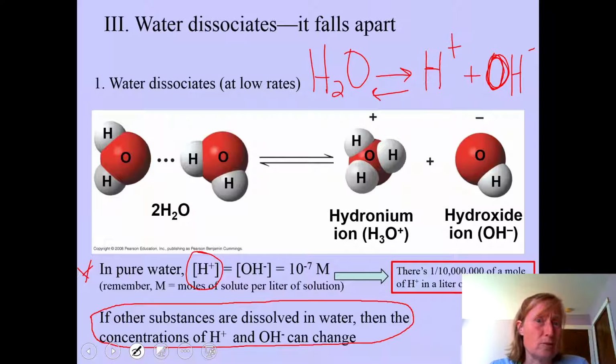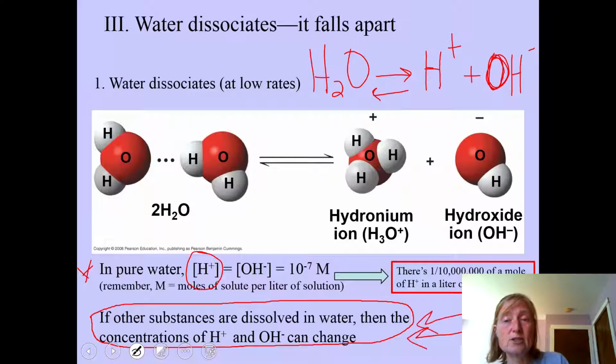So who cares? Why is this important for life? Well, it turns out that if other substances are dissolved in water, then the concentrations of protons and hydroxide ions can change. And then you get things like acids and bases. And that can be really important for life on Earth.